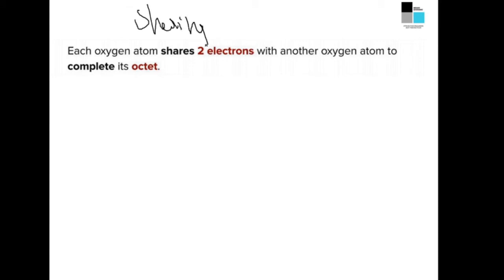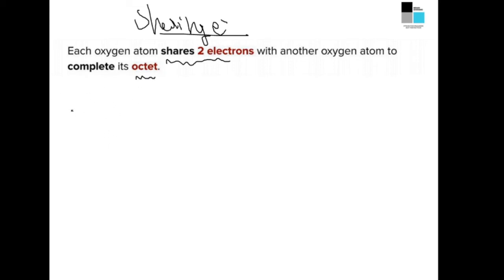Because we are talking about covalent bonding. So this one oxygen would share 2 electrons with the other oxygen, and that oxygen also would share 2 electrons, like a reverse process, right? So you can see that each oxygen atom would actually share 2 electrons with another oxygen atom to complete its octet. So what would happen?